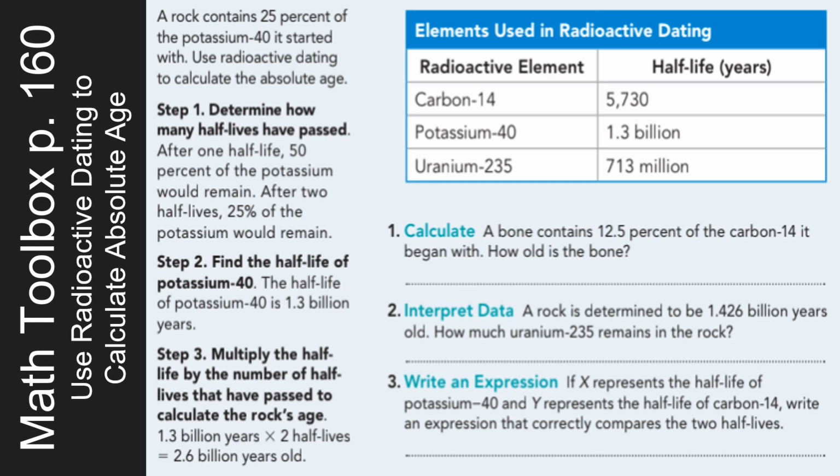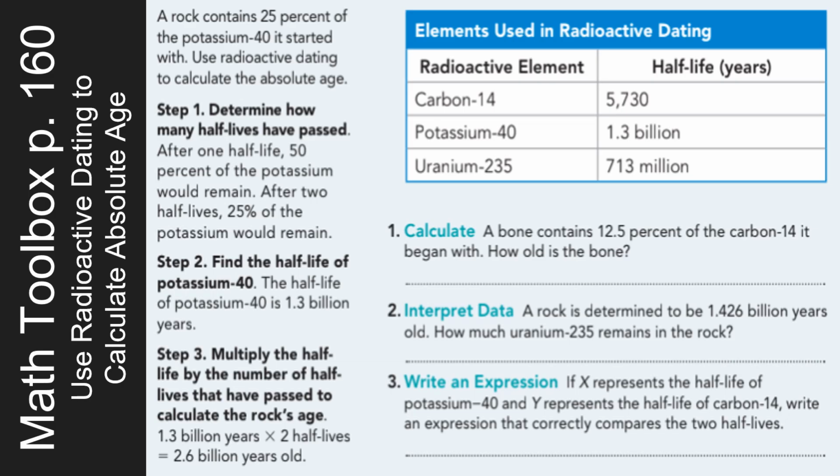Then we need to multiply the half-life by the number of half-lives that have passed to calculate the rock's age. So we would take 1.3 billion years, multiply it by the 2 half-lives that have passed, and that'll be equal to 2.6 billion years old, which would be the absolute age of the rock sample we have.